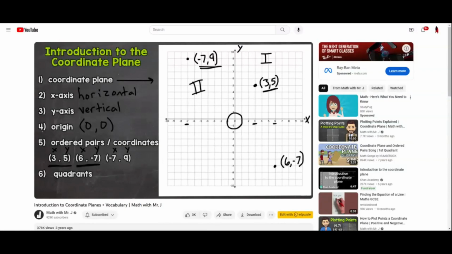Now we're actually going to go down to the bottom left, and that is quadrant 3. And then we go to the bottom right, and that is quadrant 4. So we actually go around this way when we count out our 4 quadrants. So again, 1, 2, 3, and 4. So 6, -7, that point is plotted in quadrant 4.